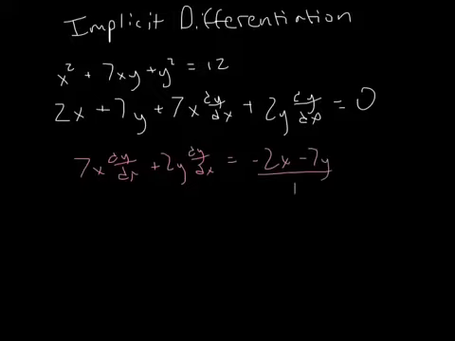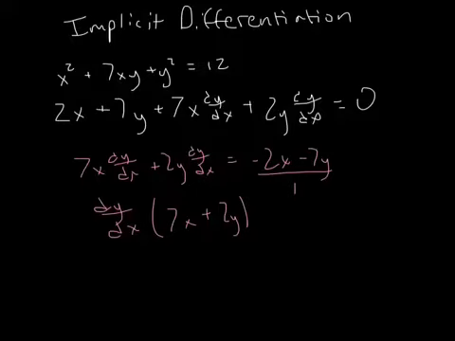I hope that gives you a hint of what I'm about to do next, because trust me, this was revolutionary to me when I was learning it. I did not grasp this concept. Factor out the dy over dx. So then it's just dy over dx times 7x plus 2y. I mean, because that's what it is.